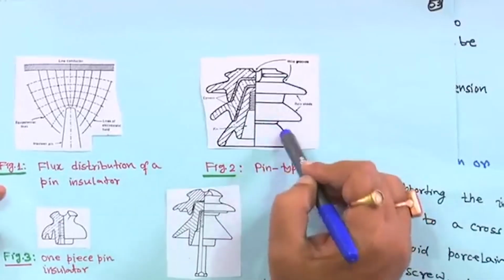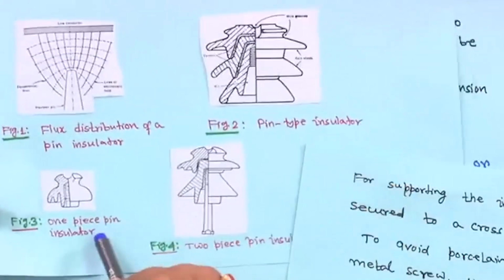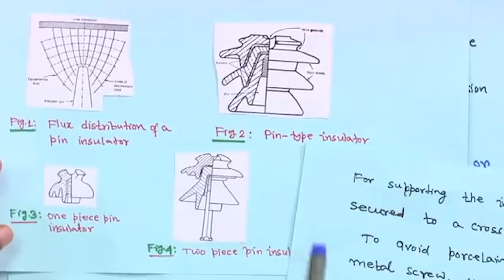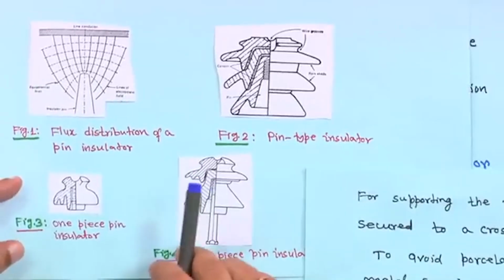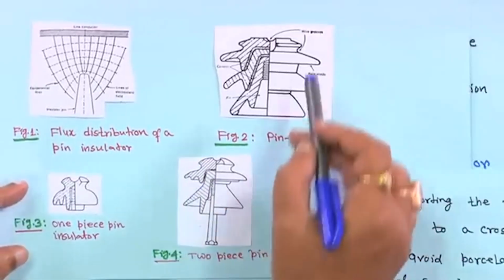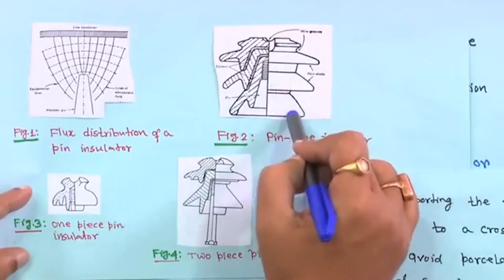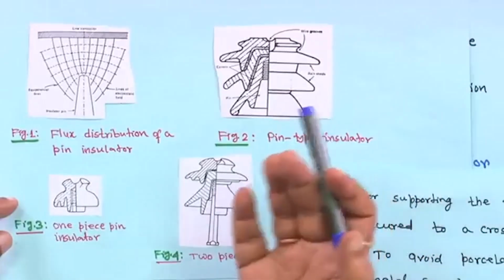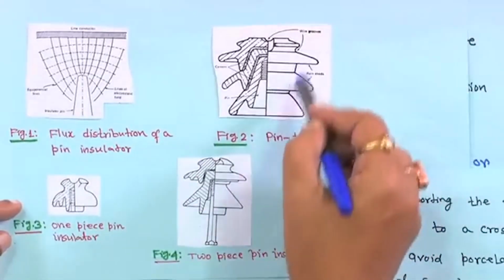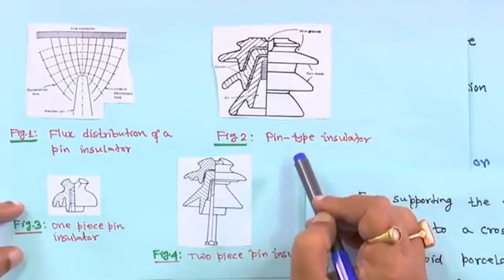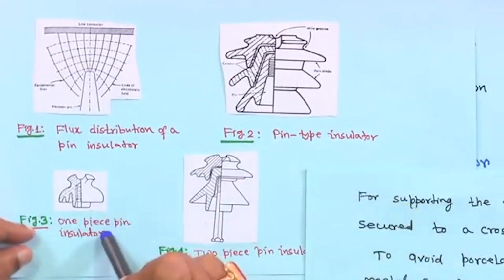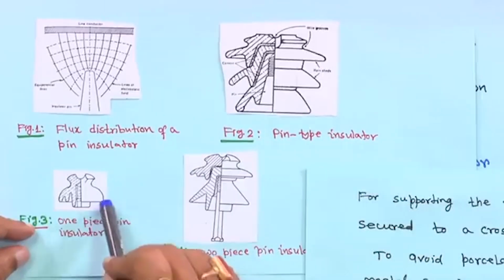This is 1, 2, 3, this is a 3 piece pin insulator, and this is a 1 piece pin insulator. The general thumb rule is something like this: if the voltage level is higher, then the number of pieces will increase, right. So, if 1, 2, 3 so many are there, and particularly for suspension type it is a string, and if it is only for low voltage level, only 1 piece.